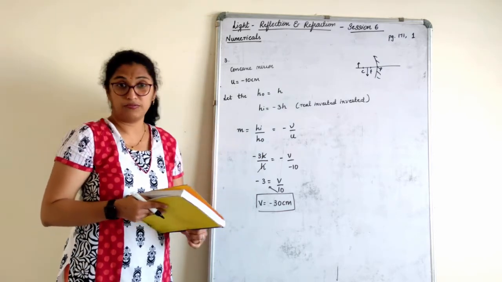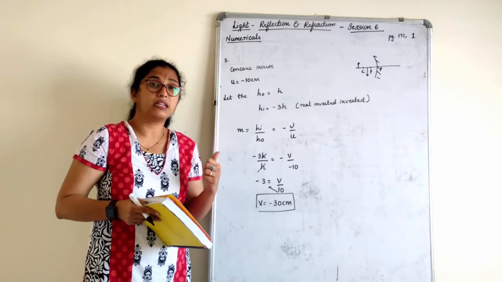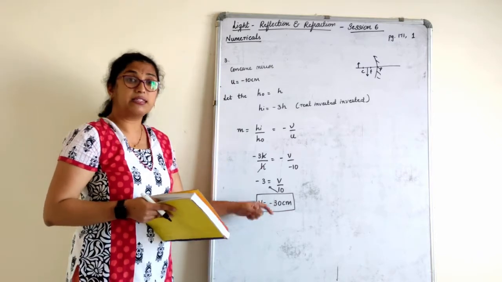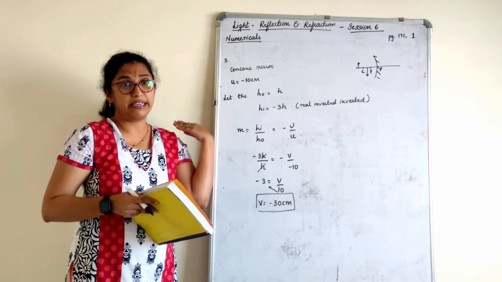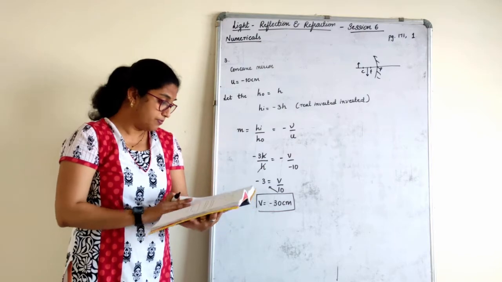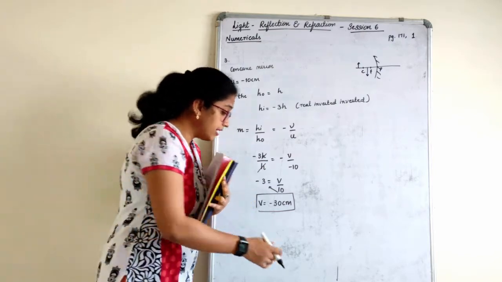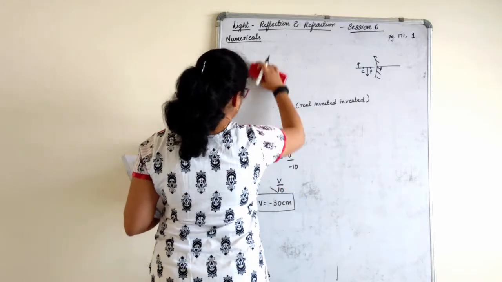Give the conclusion. You need not write the image is located minus 30 centimeter. No. The answer is like this: the image is located 30 centimeter in front of the concave mirror. Very clear? We'll go to the next one. Next numerical is based on refractive index.